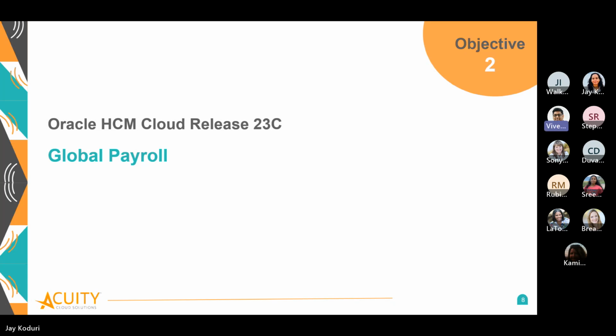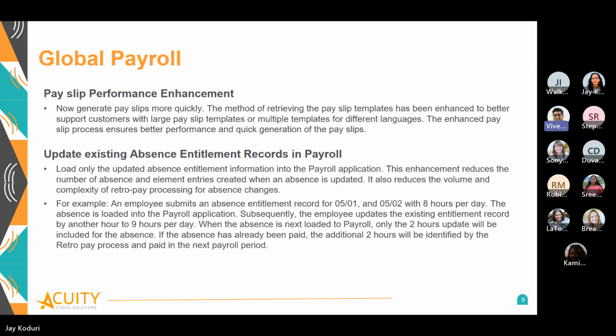So I'll discuss the enhancements coming with 23C upgrades in global payroll and time and labor module. In global payroll, the first enhancement we see is payslip performance enhancement. Now the payslips can be generated more quickly as Oracle has enhanced its method to retrieve payslip templates, large or multiple templates for different languages. The new payslip generation process is now quick and performance efficient.